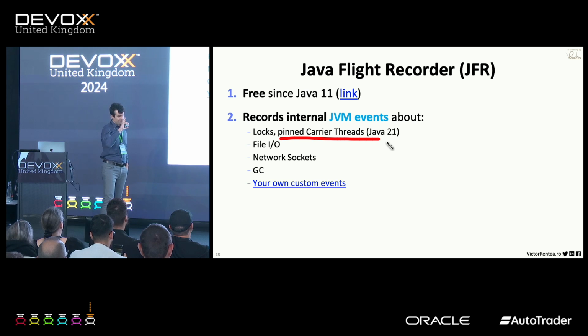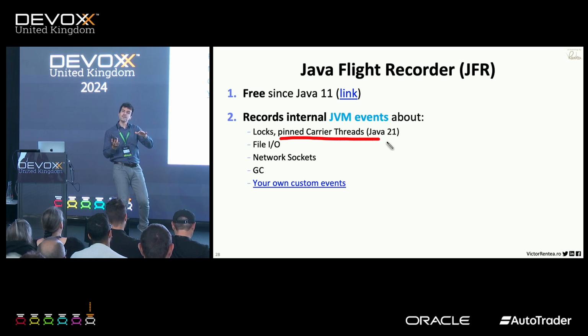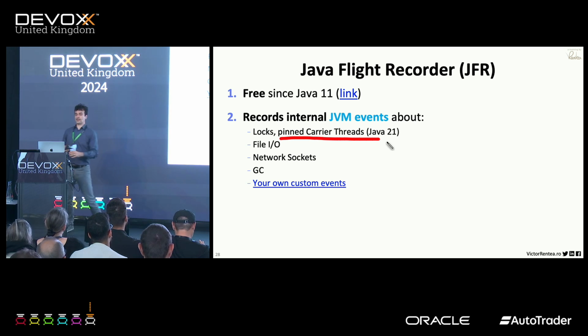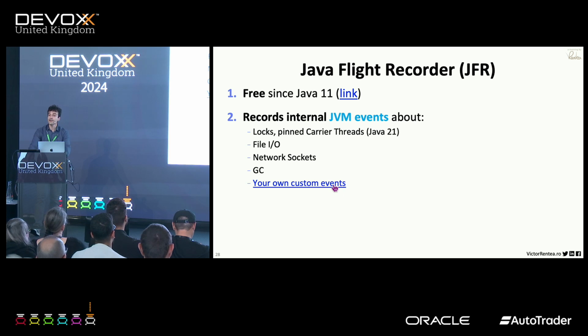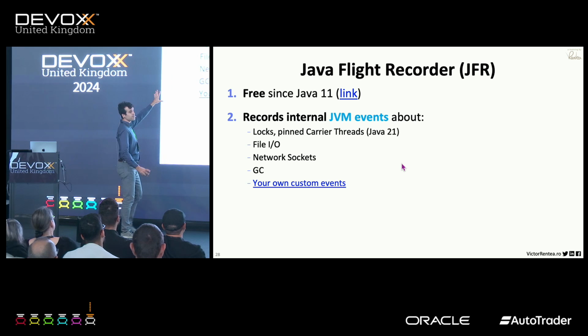I don't want to go in there right now, but virtual threads have their own issues, which you can trace very easily with Flight Recorder. And you can also click here to see how you can expose your own events using JFR. But that's not what I'm going to talk about today.